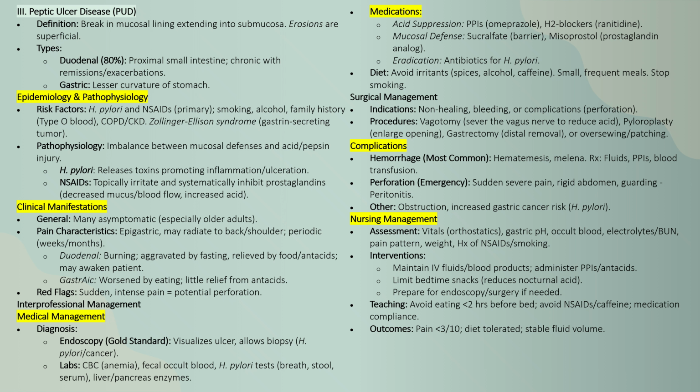Medication: the goal is pain relief, ulcer healing, and prevention of recurrence. The PPI, omeprazole, and H2 receptor antagonist, ranitidine, suppress gastric acid. Ranitidine is not as popular now; it's something else, but in this class, H2 receptor antagonists suppress gastric acid.